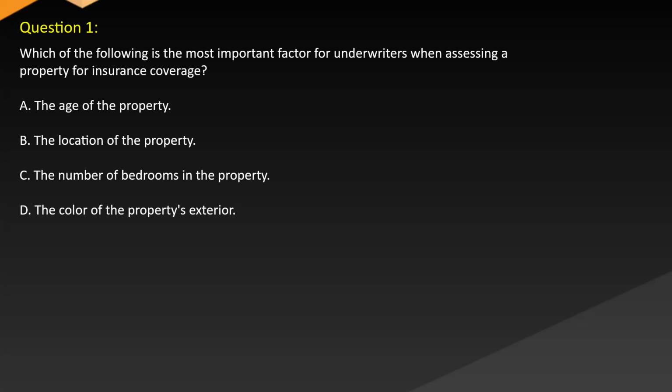Question 1. Which of the following is the most important factor for underwriters when assessing a property for insurance coverage? A. The age of the property. B. The location of the property. C. The number of bedrooms in the property. D. The color of the property's exterior.